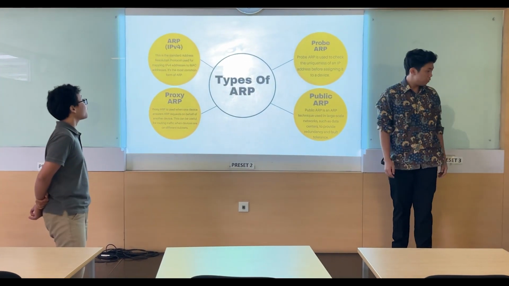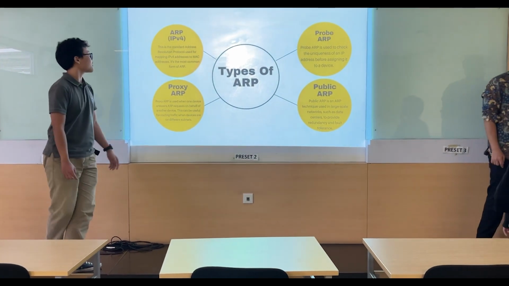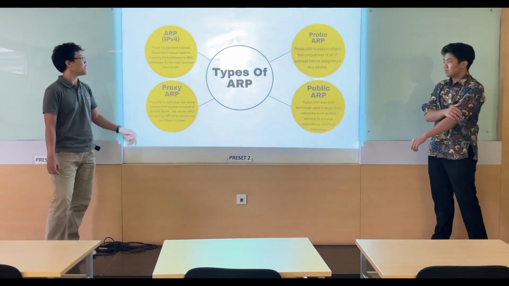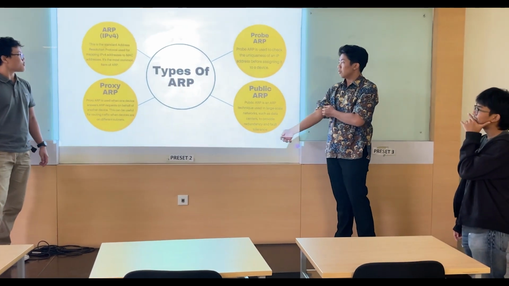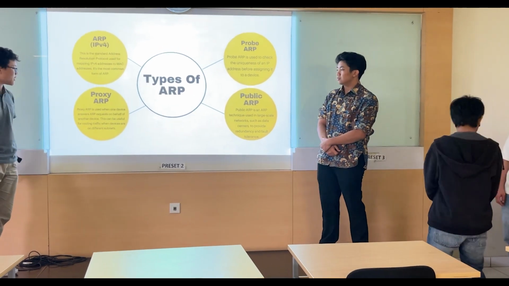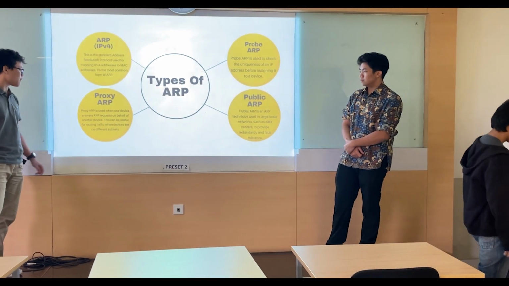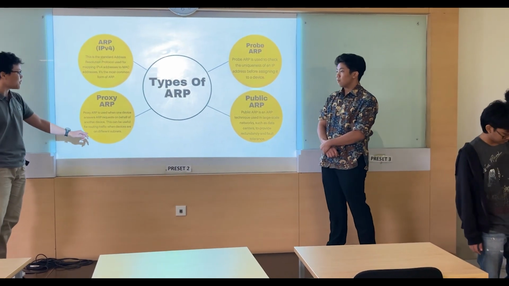And these are the types of ARP. The first one we have is ARP IPv4. This is the standard Address Resolution Protocol used for mapping IPv4 addresses to MAC addresses. It's the most common form of ARP. And then we have proxy ARP. Proxy ARP is used when one device can send an ARP request on behalf of another device. This can be useful for routing traffic when devices are on different subnets.